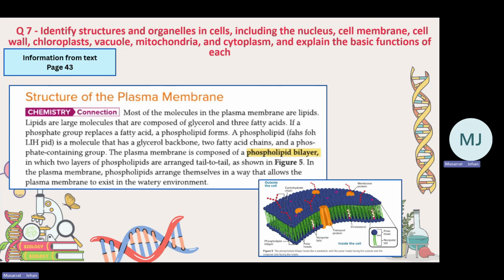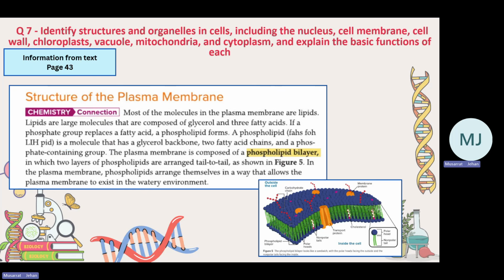What are lipids? Actually, they consist of glycerol and 3 fatty acids. Any lipid molecule has a glycerol and 3 fatty acids. Now what happens here is that one of the fatty acids is replaced by a phosphate group. So it has a glycerol, 2 fatty acids and 1 phosphate group. So we call it now a phospholipid, because it has a phosphate group. A phospholipid is a molecule that has a glycerol backbone, 2 fatty acid chains, and a phosphate containing group.